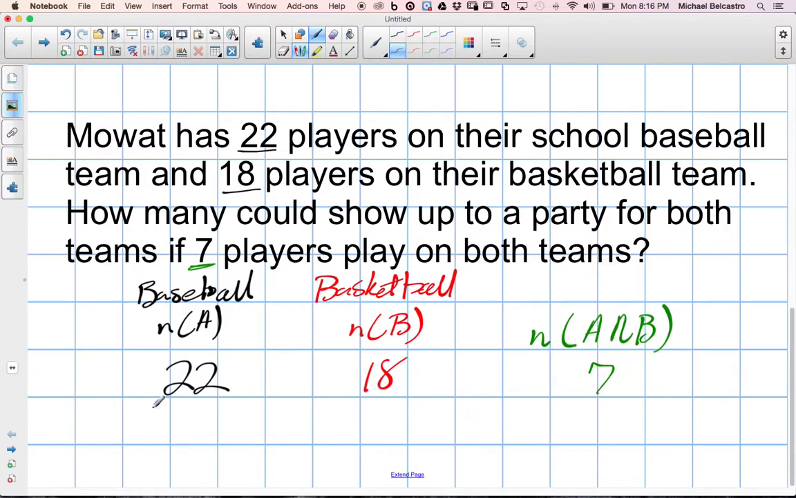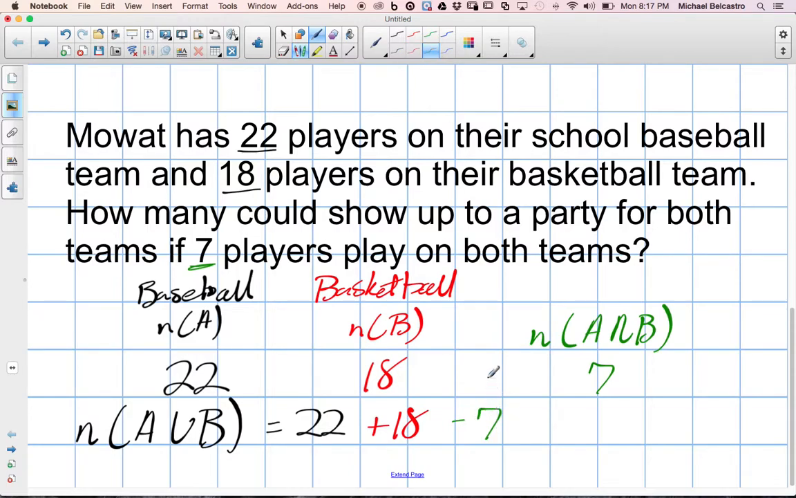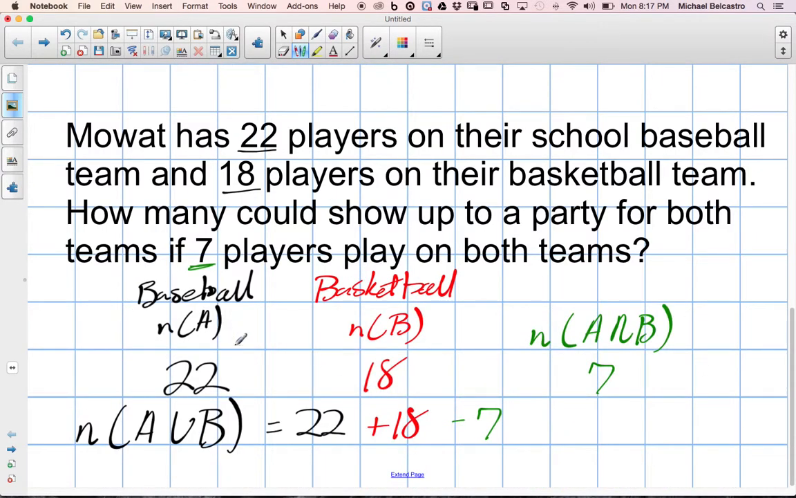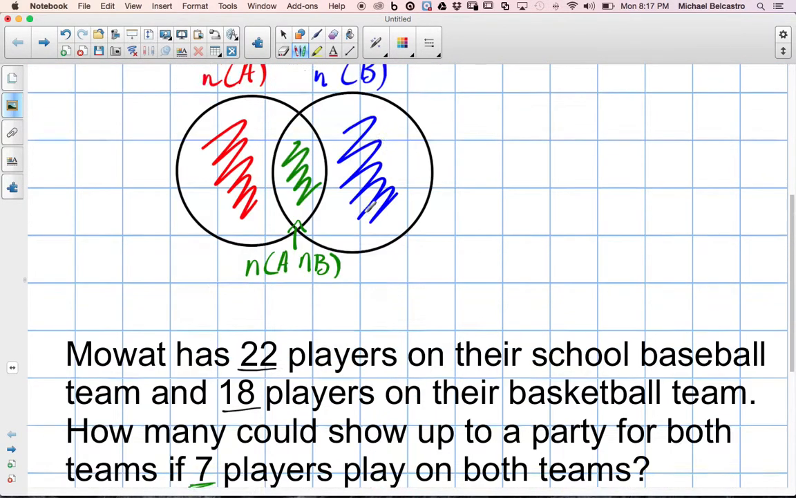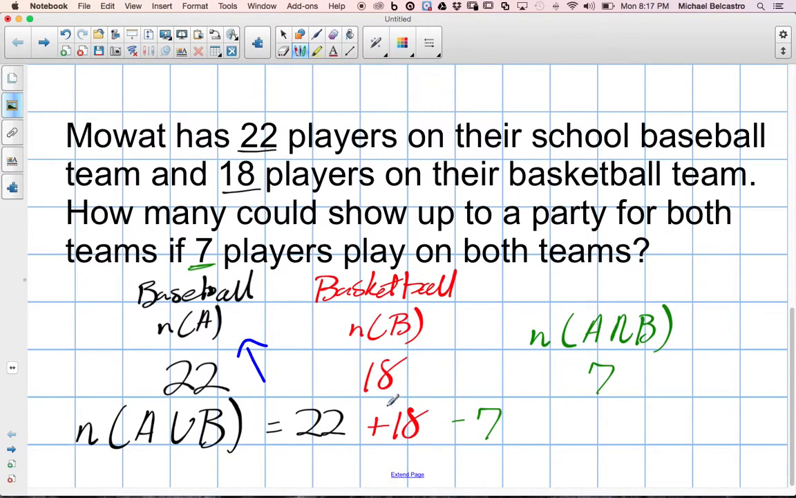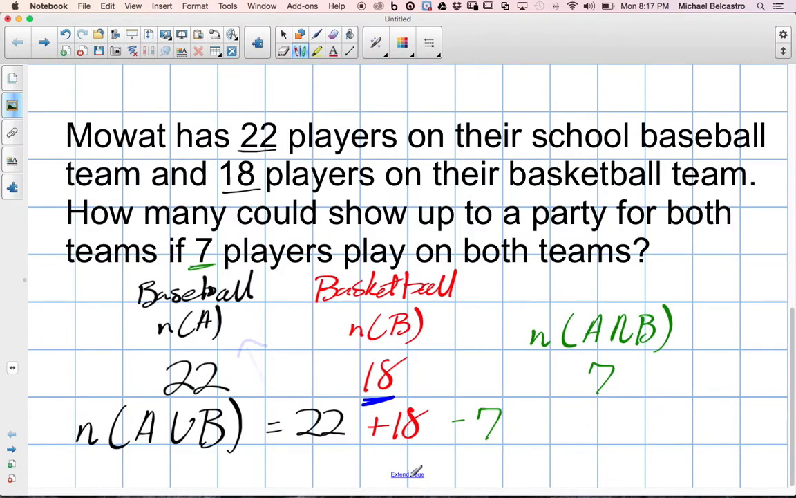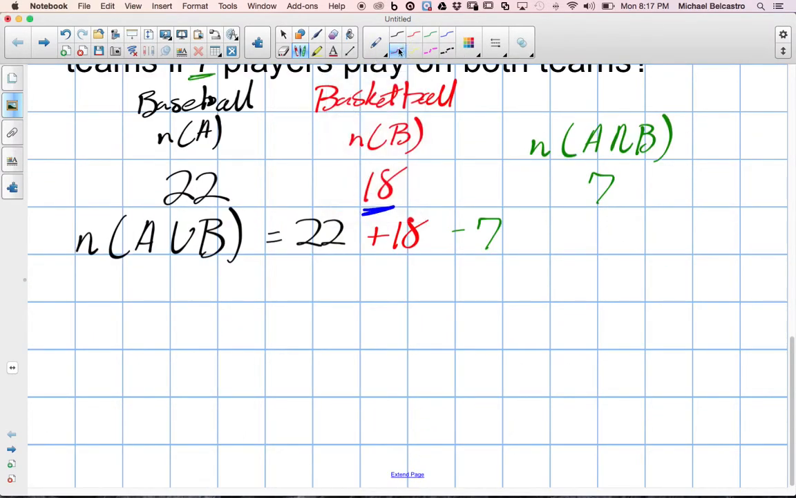So in terms of our formula of figuring how many players on set A or B in total, we take our values: we have our 22, and we're going to add our 18, and we're going to subtract our 7. And that's exactly what we've done up here. Set A being our baseball team, set B being our basketball team. So we add those values together and then we subtract guys who are on both. We've already done some of the math: we get 40 when we add those two together.